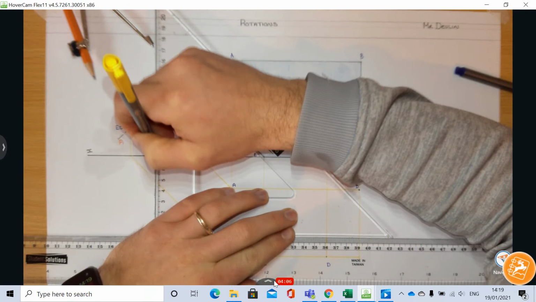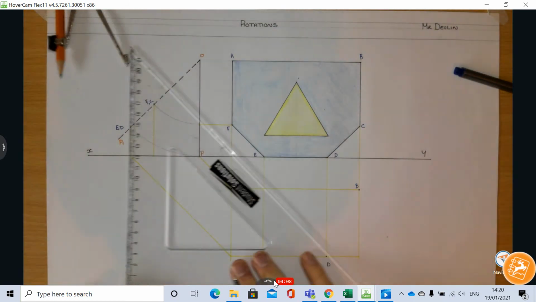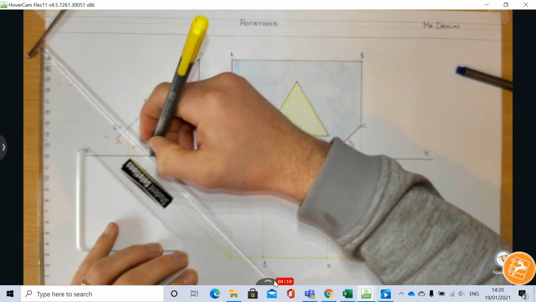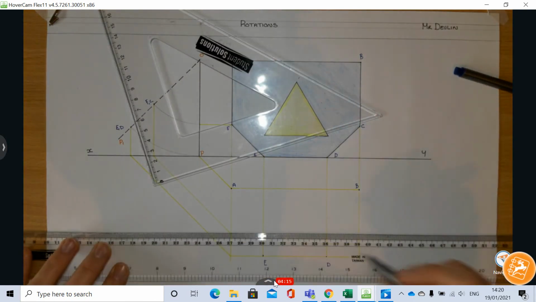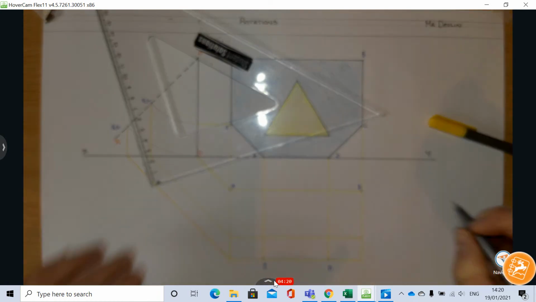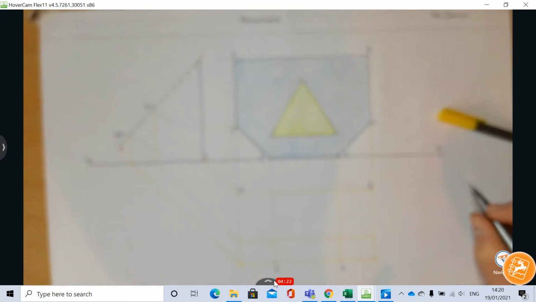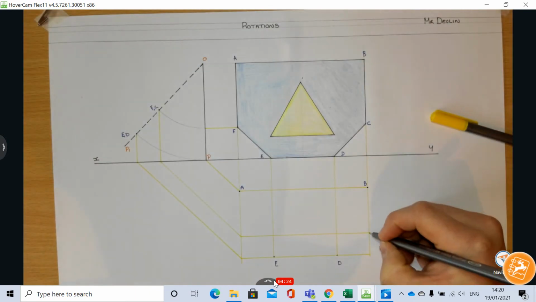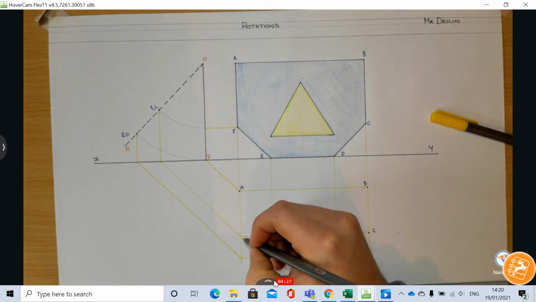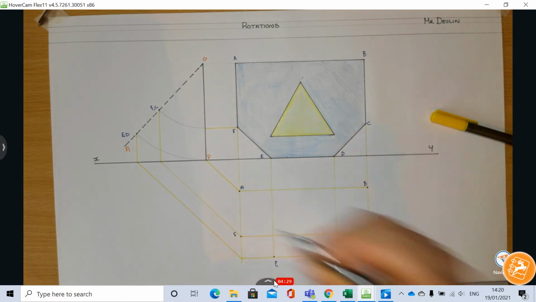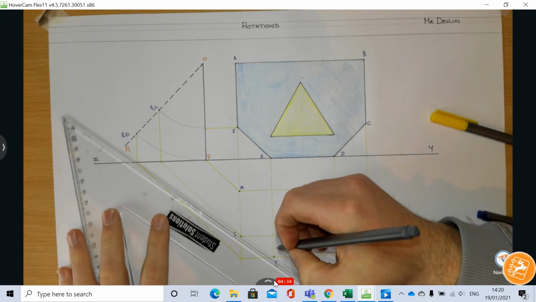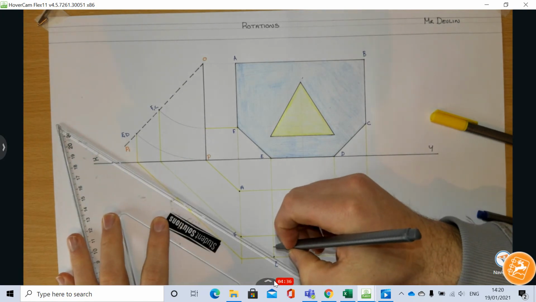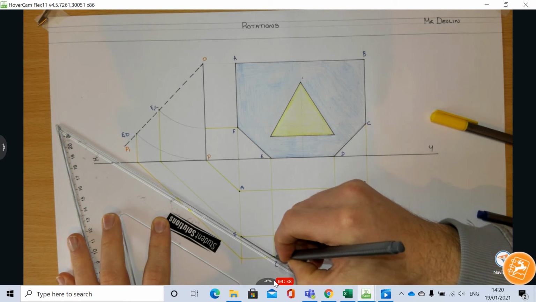We drop this line down, hit our XY, and from our XY line we go 45 degrees down into our plan, and we extend that across. So we now have point C and point F. At this stage, I can come along and darken in, joining up all my lines for the outline anyway, at least.